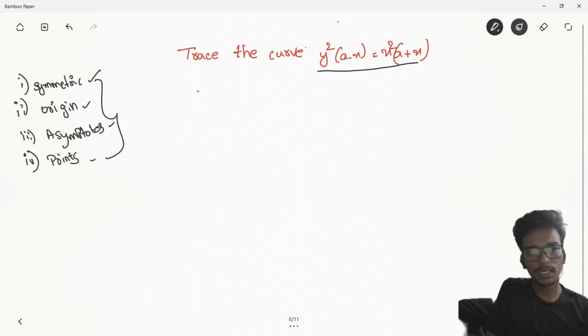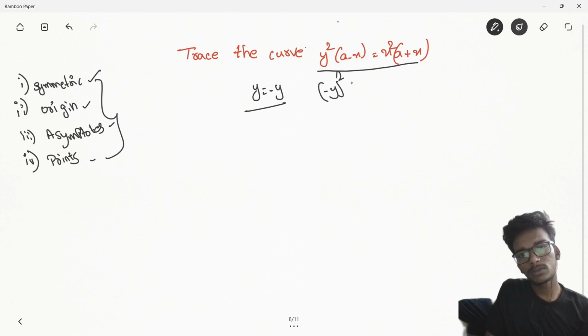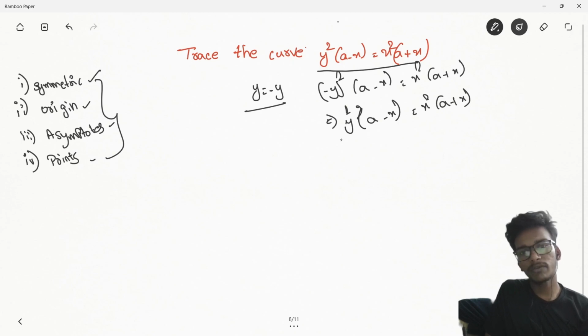First, we will check the symmetry of the function. To check the symmetry about the x-axis, we have to put y equal to minus y. If I put minus y, then we are going to get the same function, y squared into (a minus x) is equal to x squared into (a plus x). It is the same function as f of x comma y. Both are the same, so we can say that it's symmetric about the x-axis.